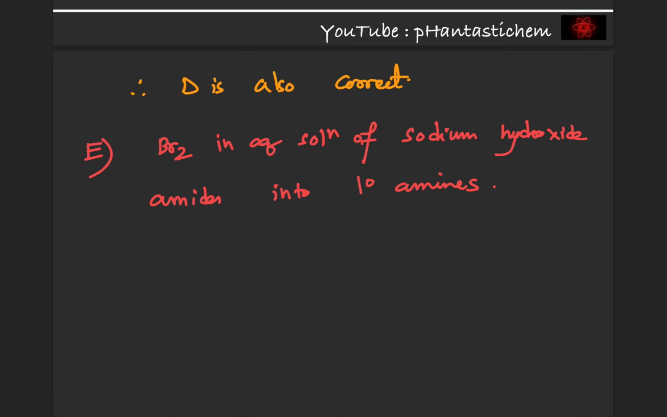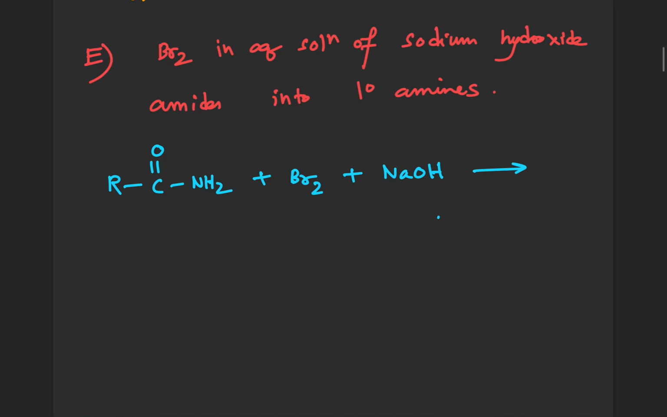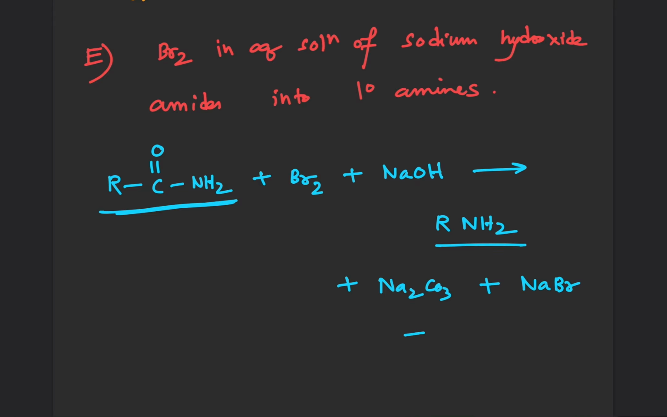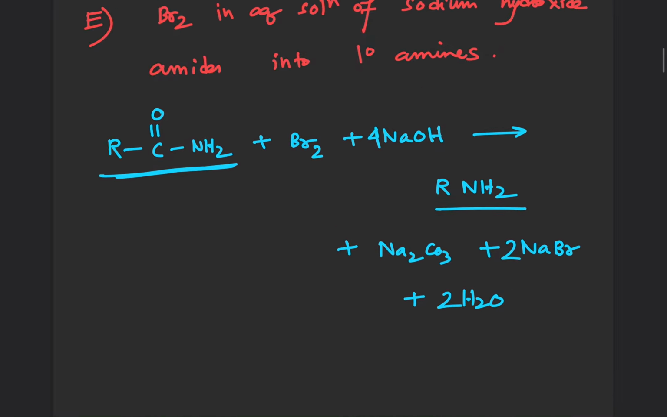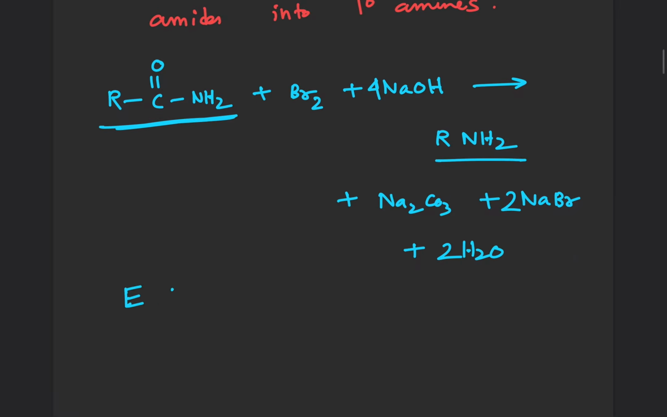Okay, for example, let's say we have an amide, that is RC double bond O NH2. So when this reacts with bromine and NaOH, we get the corresponding 1 degree amine having one carbon atom less compared to the amide, you can see. And there are other side products like sodium carbonate, NaBr, and H2O. So when you balance this, we'll have a 4 here and 2 here and 2 here, right? So therefore, we cannot use bromine in aqueous NaOH to reduce nitriles to primary amines. So therefore, E is not correct.